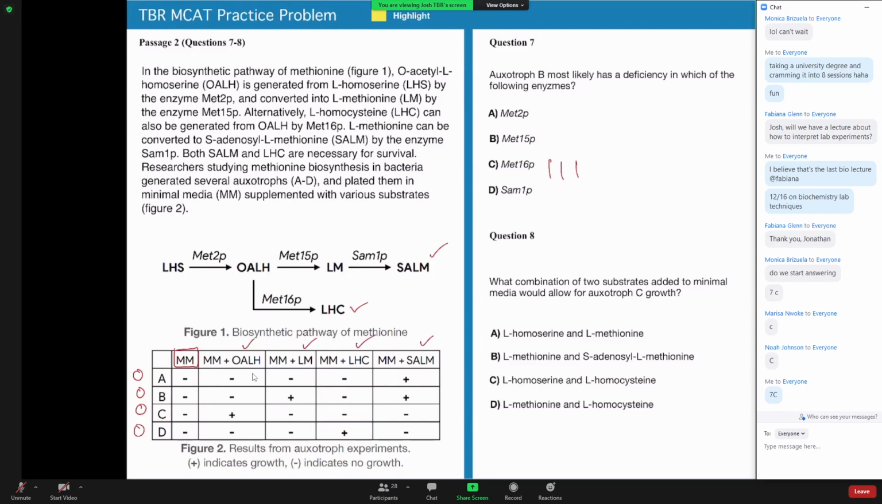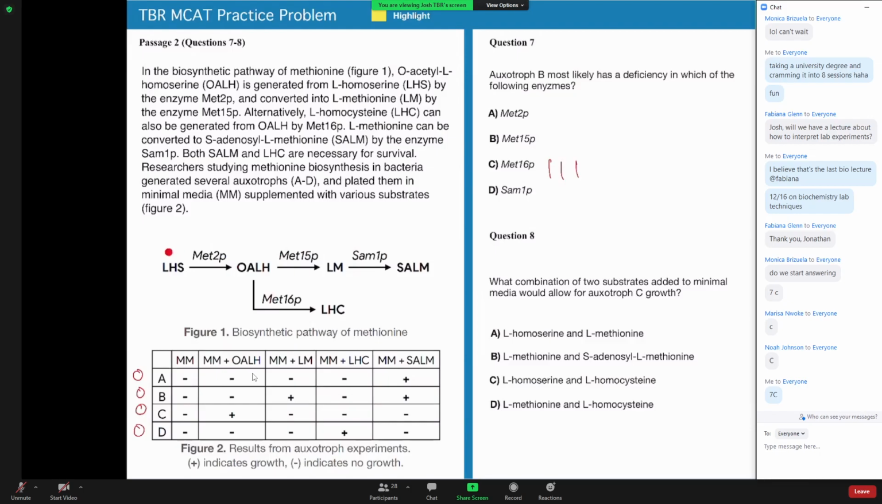Okay, so if we're looking at auxotroph B, I'm going to start to erase these so we can go over it. Right, auxotroph B likely has a deficiency in which of the following enzymes? Right, so here are the enzymes, and those are going to be this step, this step, this step, this step.